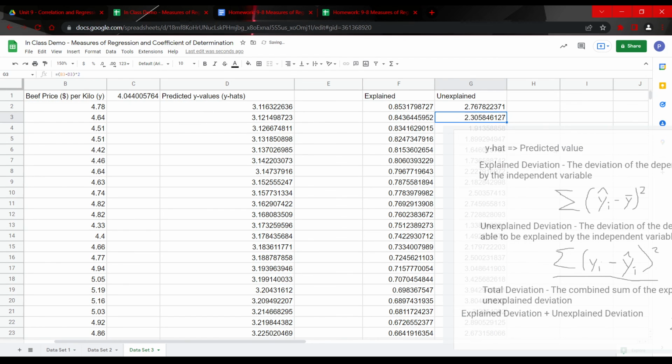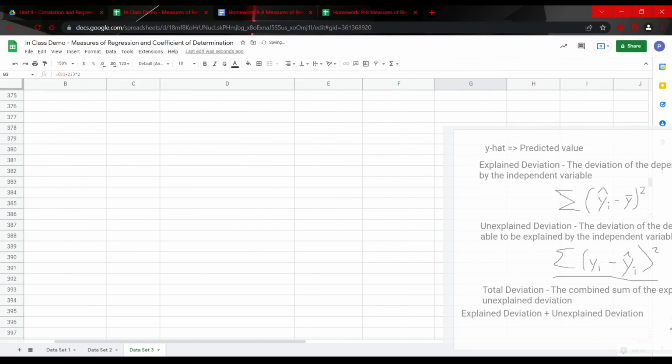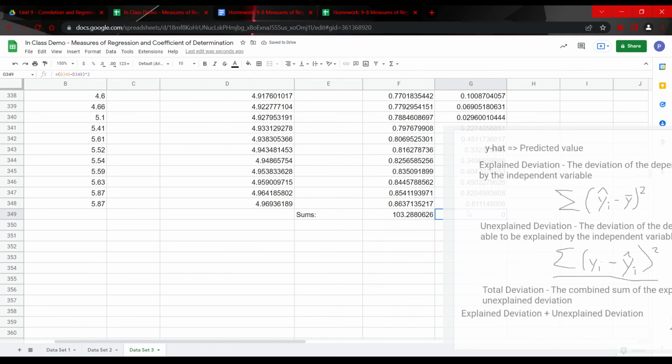This one autofills for me. I'll just let it do it. I don't want to click and drag. Come down here, this last one, I want it to be the sum of this whole thing up here. So the total variation is these two added together. And so my total variation is 280.